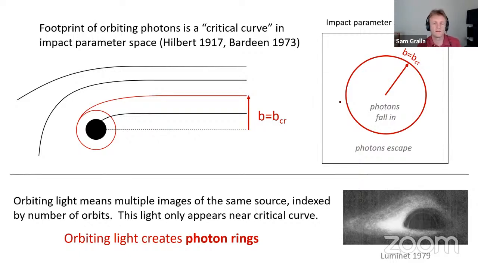And where does that light that orbited end up on your image? Well, every photon that has orbited a little bit, half an orbit, one orbit or more has to end up on this critical curve. So you're always going to get extra light near this critical curve, extra images of the sources near there, or if it's a diffuse source, just extra light. Okay, so this is the hallmark of a black hole or some space-time with a similar phenomenon, that you'll see this ring. And Luminet here in 1979, I think, was the first person to actually make an image of something.